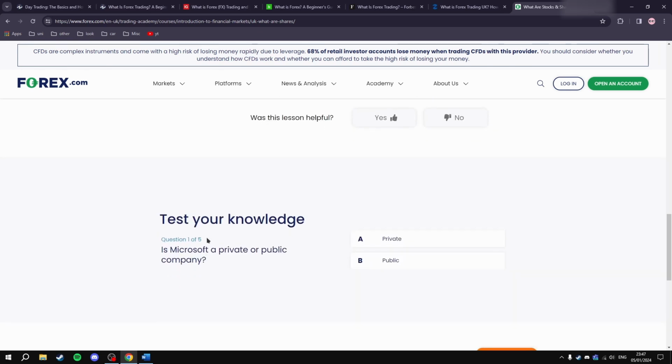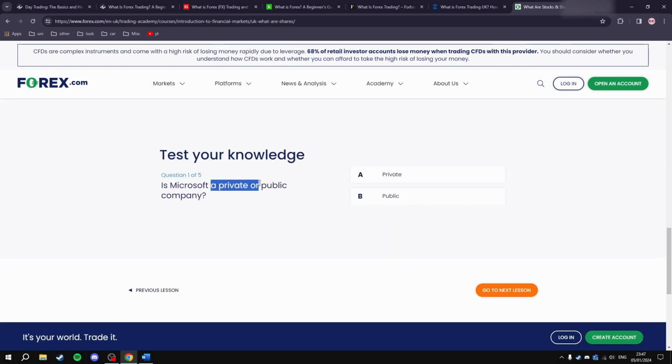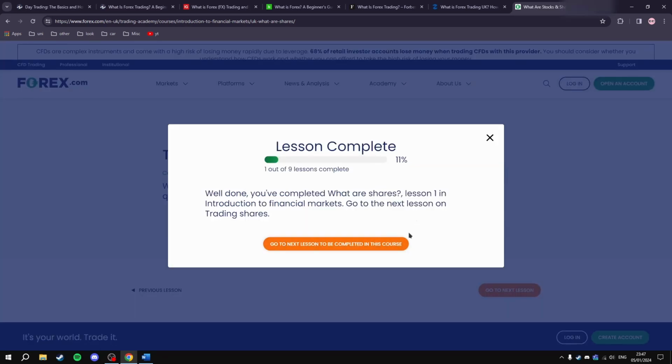Cool. Technology. Is Microsoft a private or public company? You can buy shares from them, can't you? Yeah, you can. Is Audi private? Oh, it's a private one. Is Walmart? That's a public one. Is Nintendo? That's a public one as well, isn't it? Is IKEA? That's a private one.